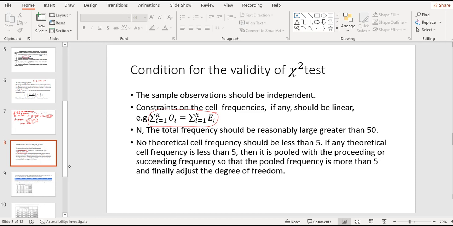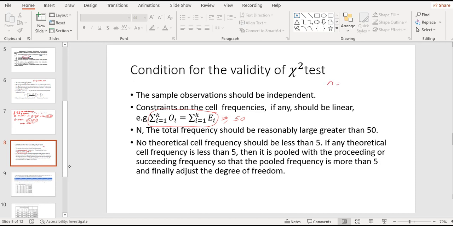And the third one, again an important one, is that the total frequency should be reasonably large, that is greater than 50. Okay, what does it mean? It means that when we take the sum of the observed frequency or the sum of the expected frequency, its value should be greater than or equal to 50. Okay, and what about n? N represents the number of observations, right?